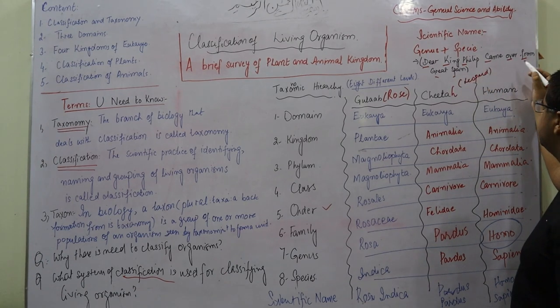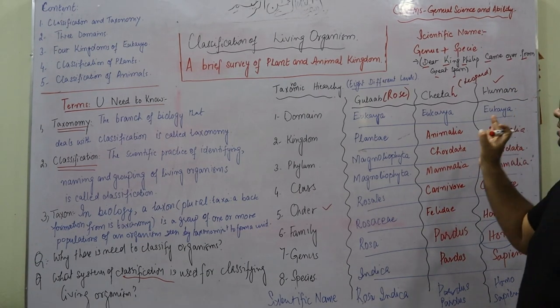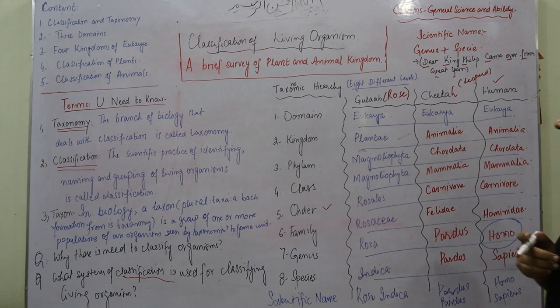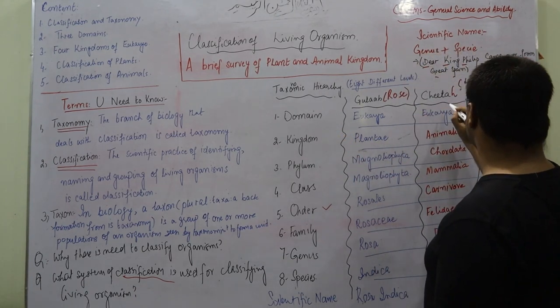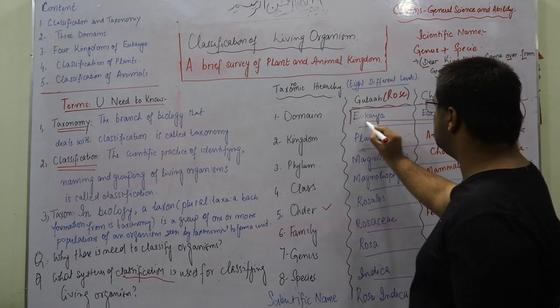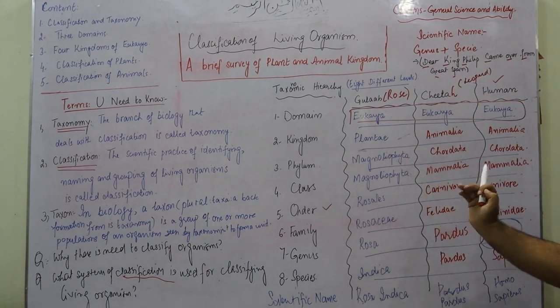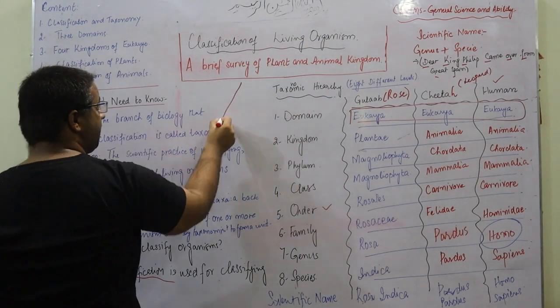Then we are going to classify humans, who are actually mammals. First of all, you can see that at the domain level, whether rose, cheetah, or human, they fall in the same domain. Most organisms like this fall in the same domain. So we can draw it like a pyramid.